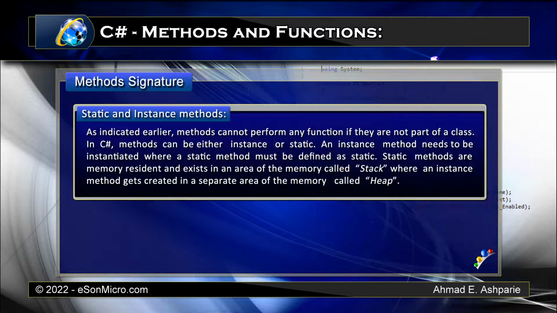Static and instance methods. As indicated earlier, methods cannot perform any function if they are not part of a class. In C#, methods can be either instance or static. An instance method needs to be instantiated, whereas a static method must be defined as static. Static methods are memory resident and exist in an area of the memory called stack, whereas an instance method gets created in a separate area of the memory called heap.